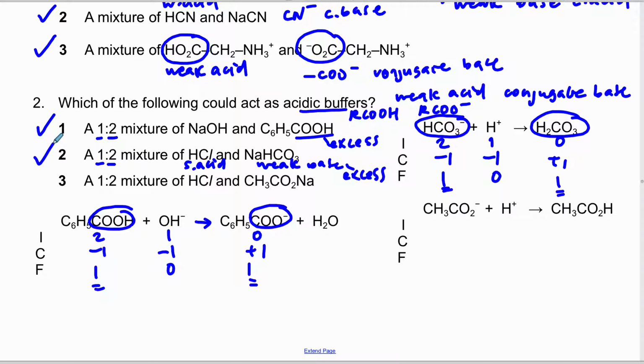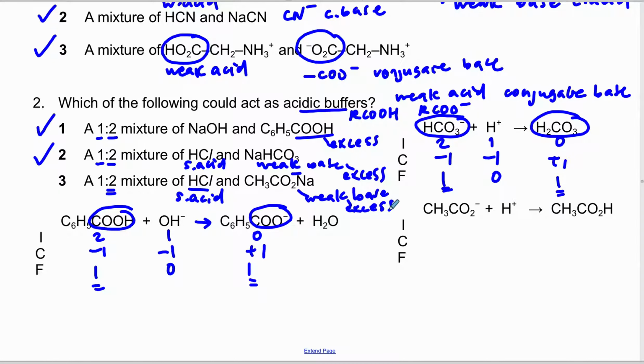Okay, let's look at the last one. Again, HCl, which is a strong acid, and this is RCOO minus, which actually is a weak base. If you put in numbers, you see the weak base again is in excess.